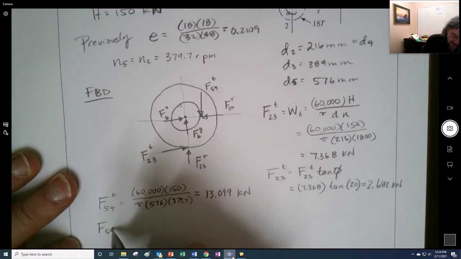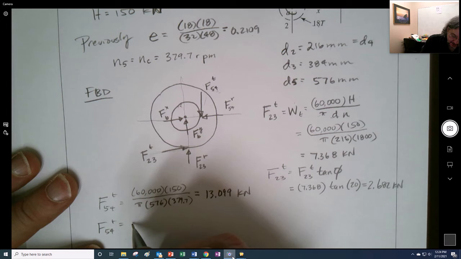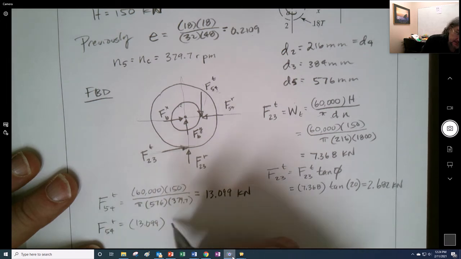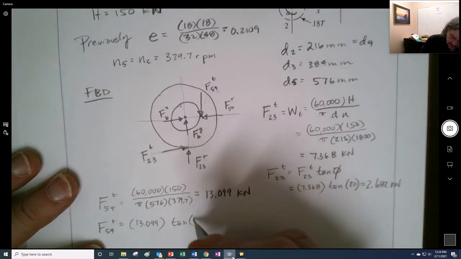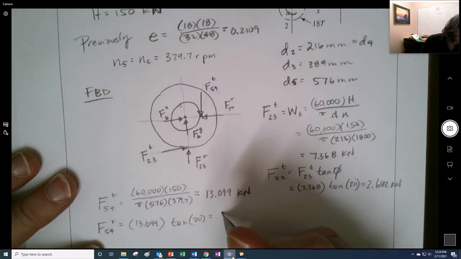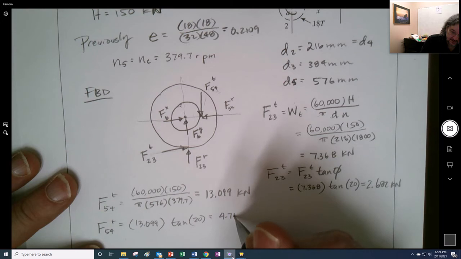So the 5,4 in the radial direction is just going to be that 13.099 times the tangent of 20 degrees. So we get 4.6768 kilonewtons.